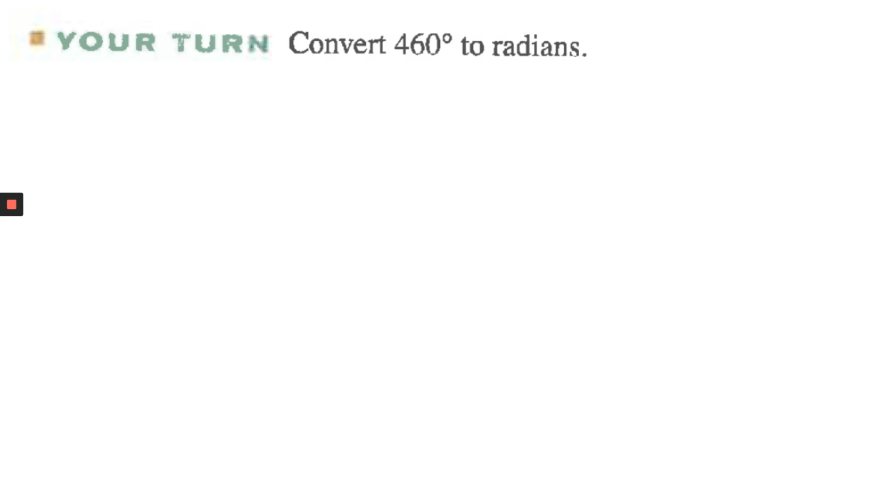All right, so give that a shot. 460 degrees, turn to radians. Correct answer, 460 degrees times pi over 180. Cancel out the degrees and the 0, so we'd have 46 pi over 18. Those are both even, so 23 pi over 9 radians.